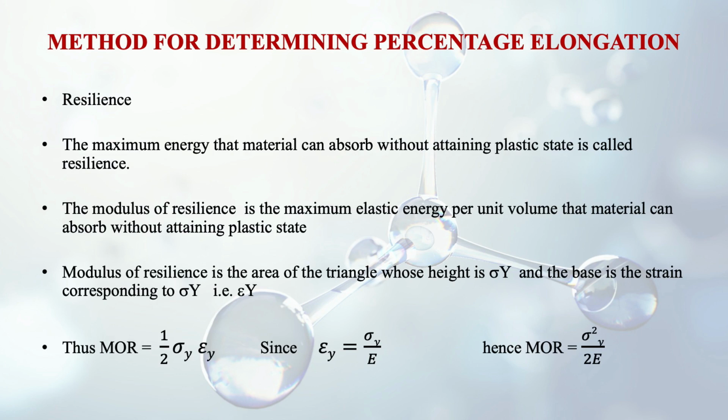And since epsilon y is given by sigma y upon E, the relation which we discussed just before this one, MOR, that is modulus of resilience, becomes sigma y squared by 2E. Again sigma y is the yield stress and capital E is the Young's modulus. So the MOR can be given in terms of yield stress and modulus of elasticity.